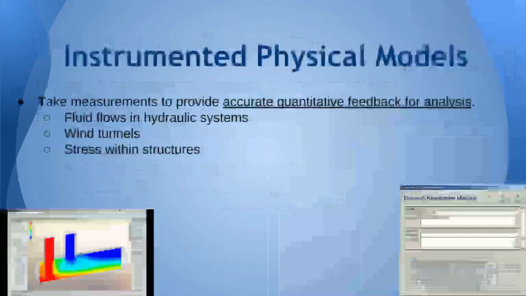Instrumented physical models. They can take measurements to provide accurate quantitative feedback for analysis. Examples might be fluid flows of a hydraulic system, wind tunnels, and stress within structures. You guys have done some of this in the tower project and also potentially in aerospace.